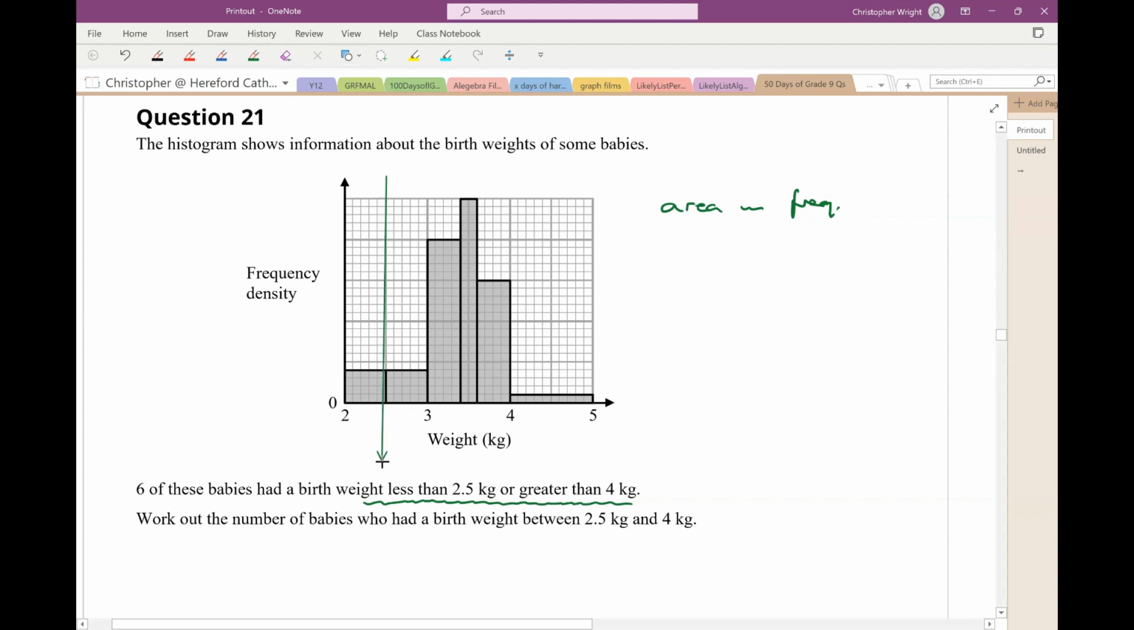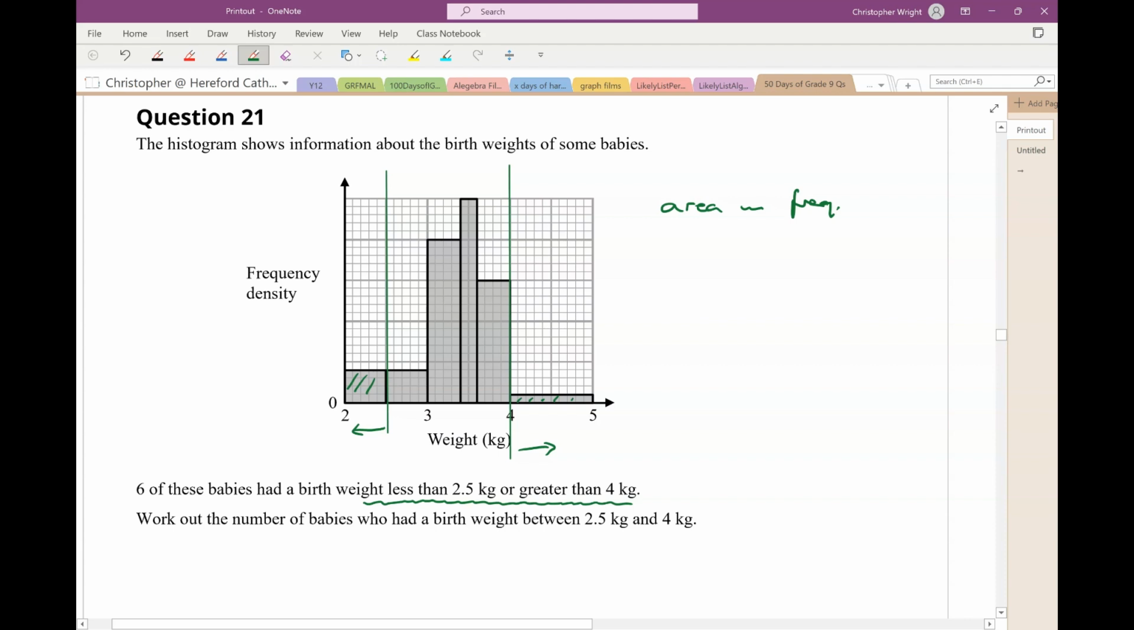So let's draw back. So it doesn't need to be an arrow, does it? So let's draw, here we go, 2.5. So that lot or greater than 4. Okay. So that lot. Right, so 6 of the babies are here and here. Work out the number of babies who had a birth weight between those two.